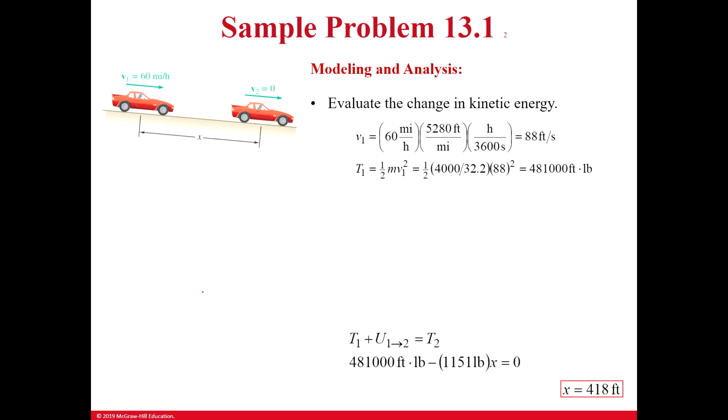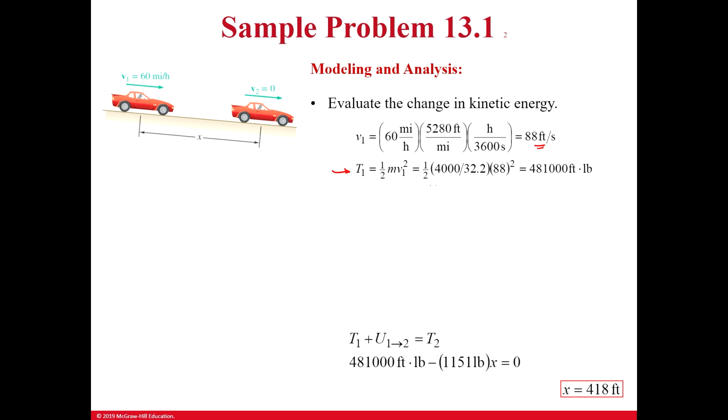So the first thing we're going to do is take our miles per hour to meters per second or feet per second. This example is doing feet per second, which is okay. 60 miles per hour, take it to feet per second using 5280 feet in a mile, and 1 hour is 3600 seconds. So the kinetic energy at point 1 is 1/2 of the mass times velocity squared.